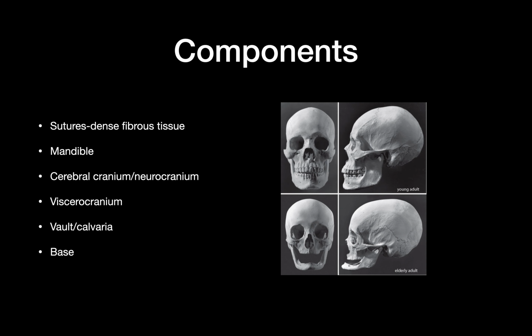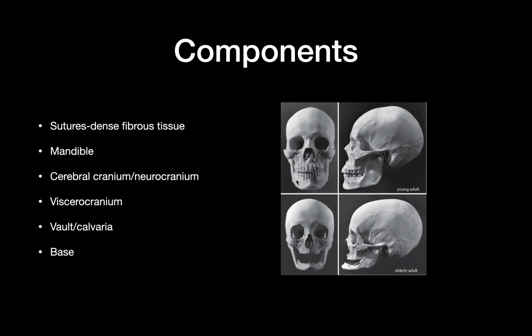So there are several components of the skull. As you know, there are these lines in the skull. Those are called sutures, and they are made out of dense fibrous tissue. The skull is also composed of the mandible, the cerebral cranium, which is called the neurocranium, and the visceral cranium, which are the bones of the face.